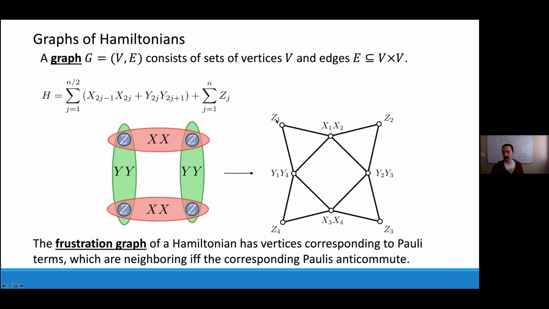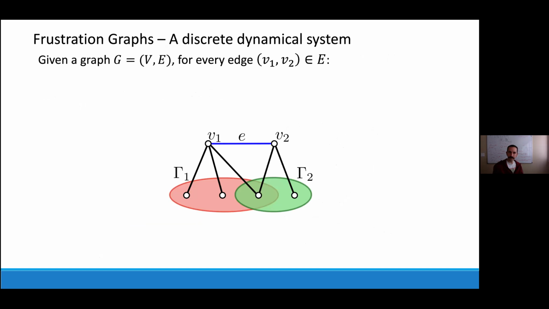So there are no edges leading over here, but of course, Z1 anti-commutes with X1, X2, and it anti-commutes with Y1, Y4, so I'm going to have to put edges there. And similarly, X1, X2 anti-commutes with Y1, Y4, so there's an edge here, and so on. Okay, so everywhere there's an anti-commuting term between a pair of things, I draw an edge between the corresponding Paulis. That's the frustration graph of a Hamiltonian.